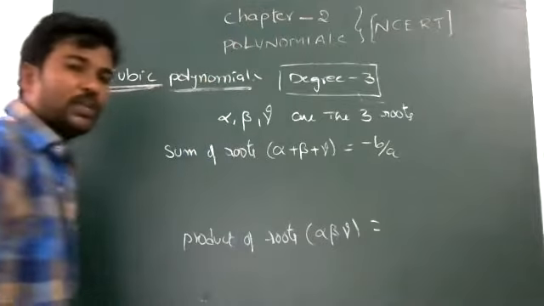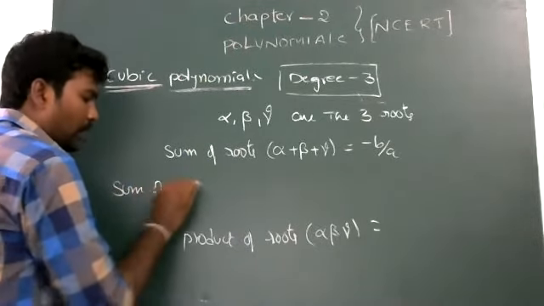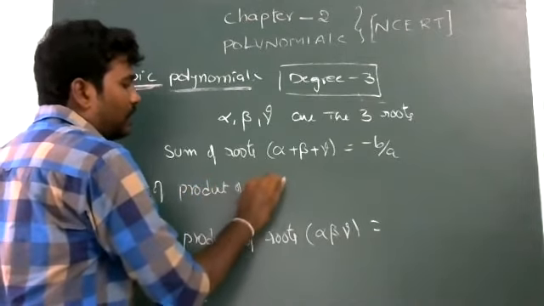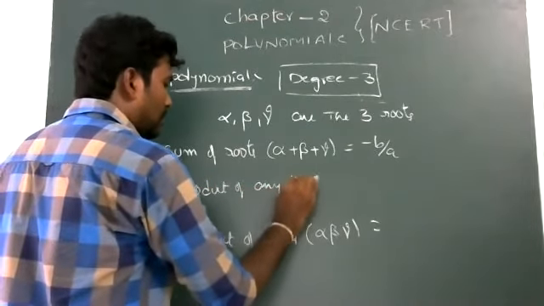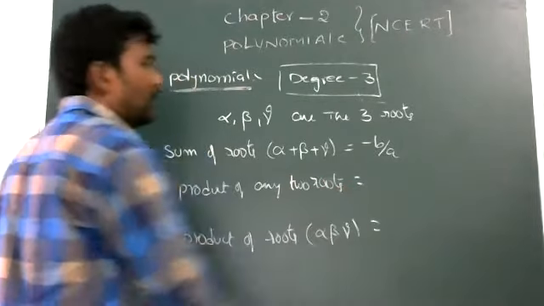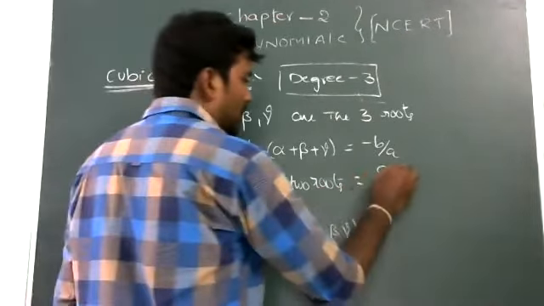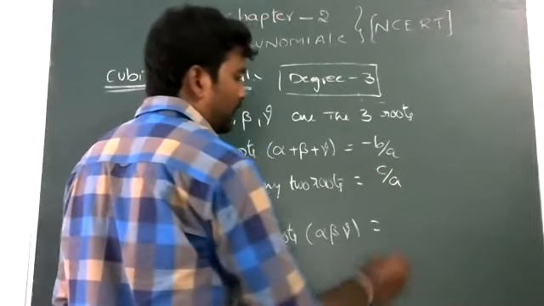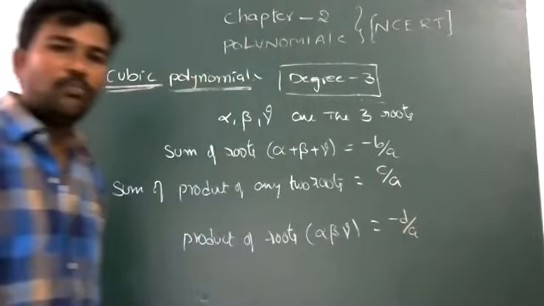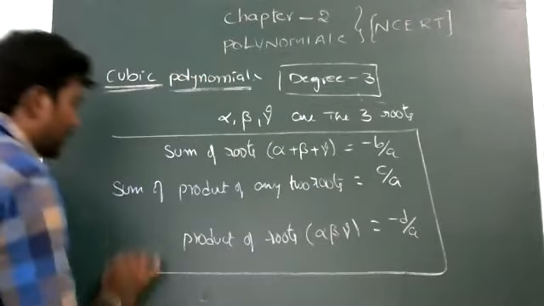But here one more thing is there: the sum of the product of any two roots. Sum of the product of any two roots equals c by a, and the product of the roots equals minus d by a. These are the most important formulas for the cubic polynomial.